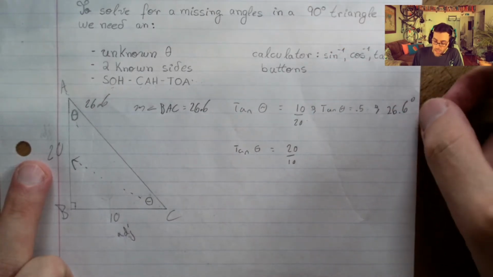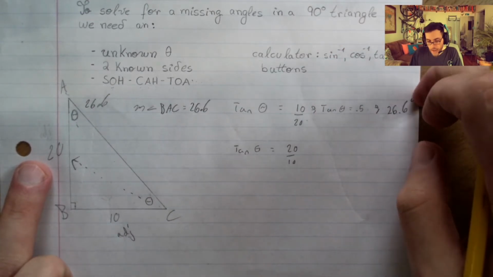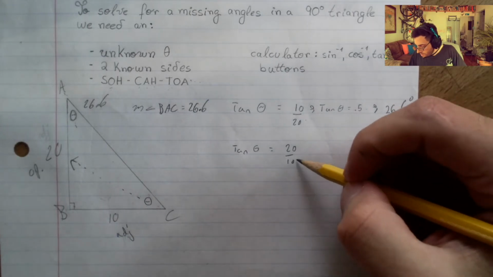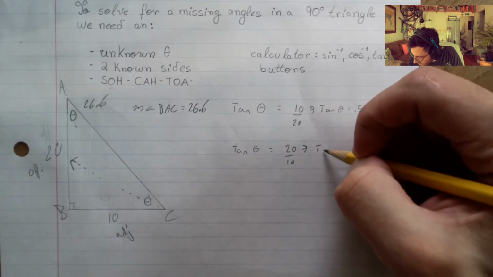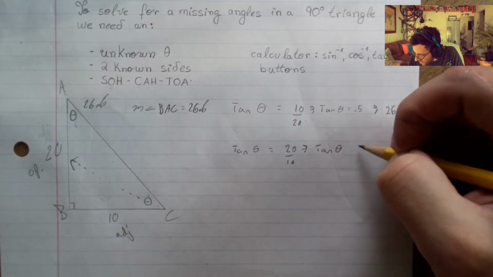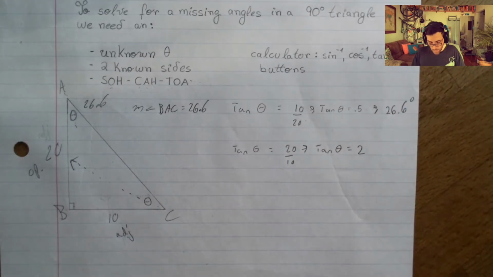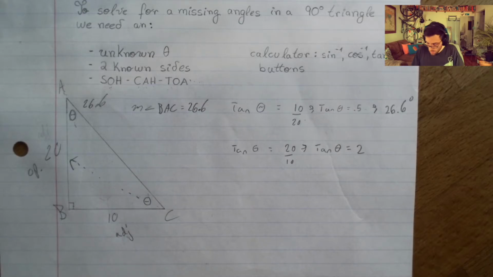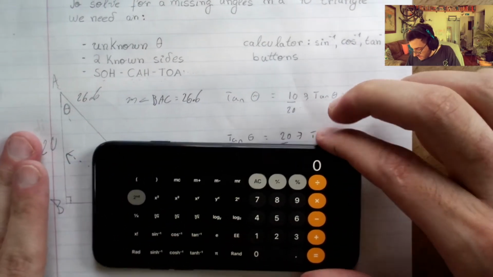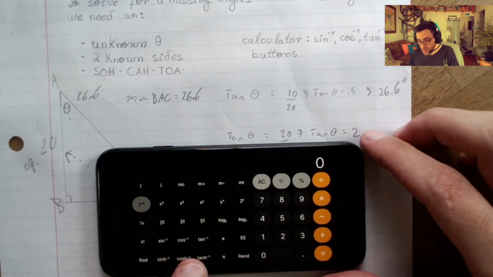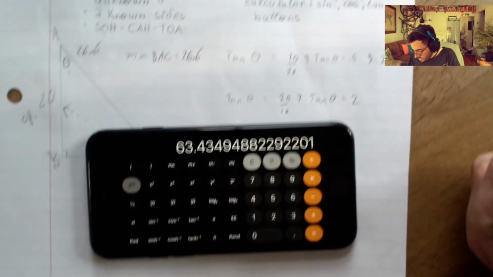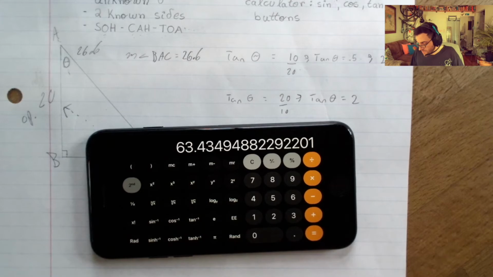We're basically going to find the other value that allows us to add up to a total of 90, which is the cool thing about these ratios. So if we do 20 divided by 10, we get 2. So we're going to say tan theta is equal to 2. If we go into our calculator, we have our inverse tan up here on the screen, where I'm just going to hit inverse tan of 2 here, and we get 63.4.